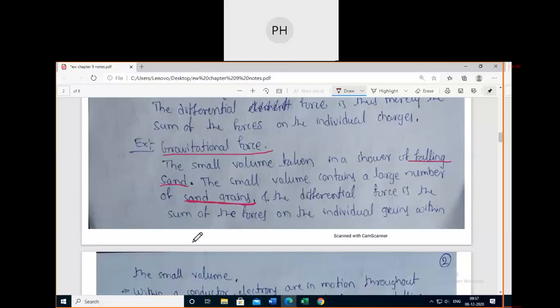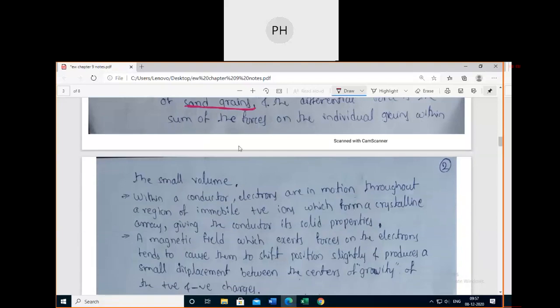The differential force is the sum of forces on the individual grains. With respect to the first grain, what is the force? Second grain, what is the force? Third grain, what is the force? Like that, if we add all together, it will become the total volume. So with respect to volume, we will be considering a small volume.